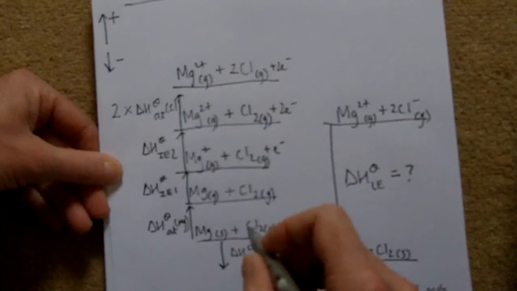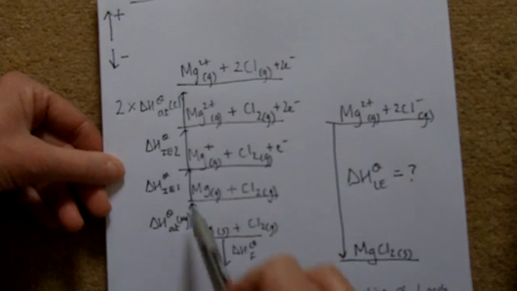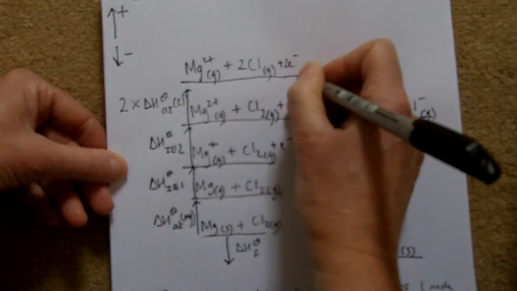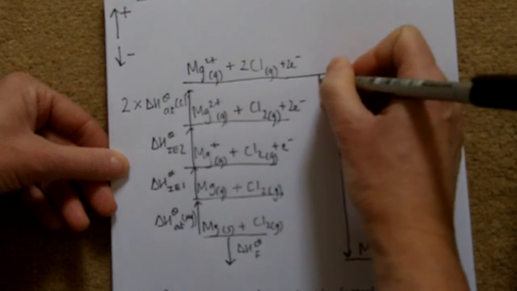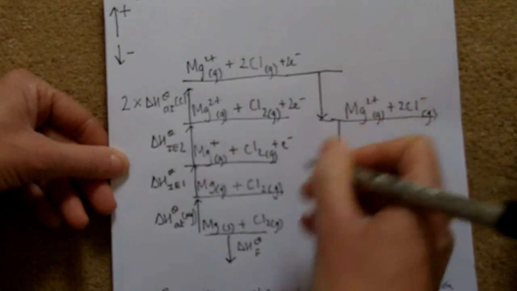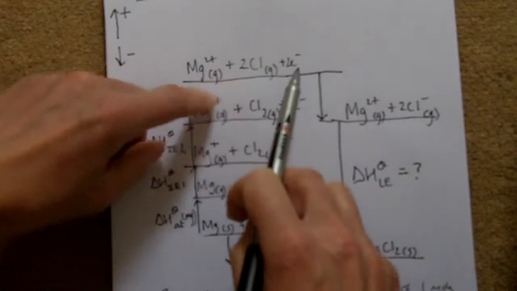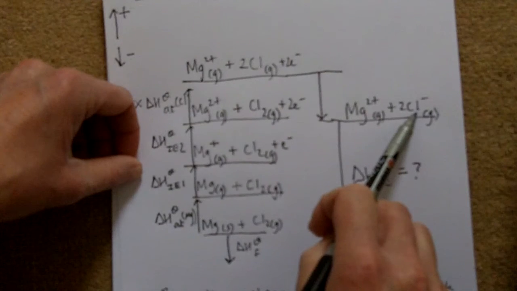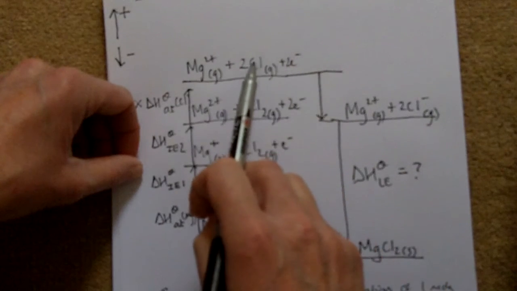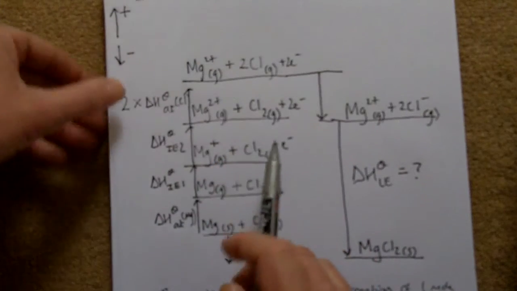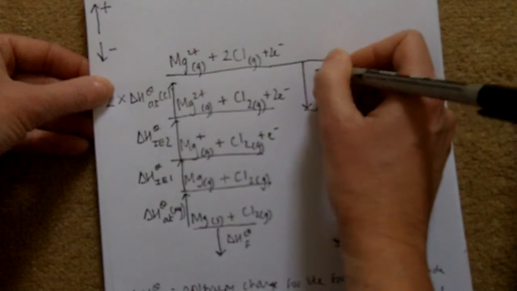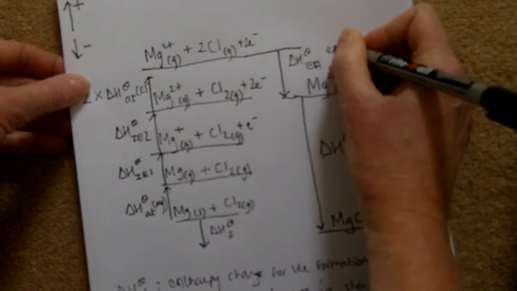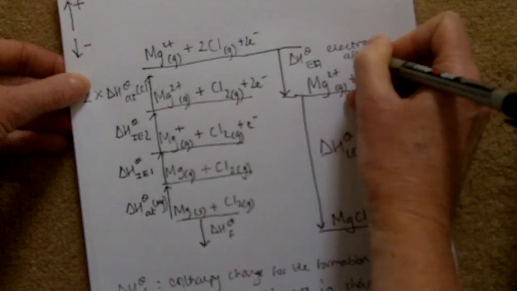Now the last step to link this whole cycle together, because a cycle has to be continuous, is we're going to go from here, I'm going to draw an arrow down to here. And can you see what is happening here? We've got 2 Cl's and we've got 2 electrons, we've got 2Cl minus. So an electron is going into Cl, an electron is going into Cl. This is called electron affinity, EA.